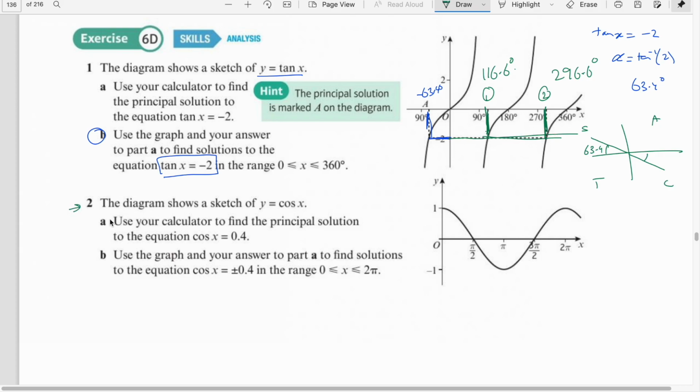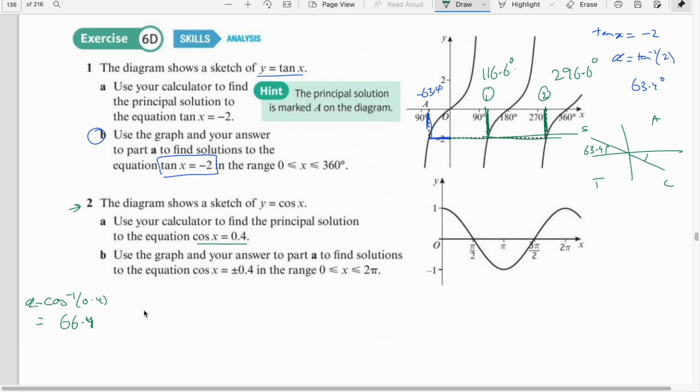Question number 2 says the diagram shows a sketch of y equals cos x. Use your calculator to find the principal solution to the equation cos x equals 0.4. So I'm doing cos inverse of 0.4 to find the first basic angle. We represent that with alpha. So cos inverse of 0.4 is giving me 66.4 up to 1 decimal place.